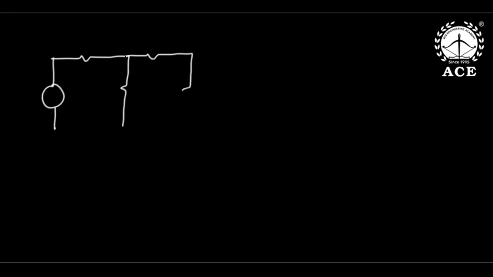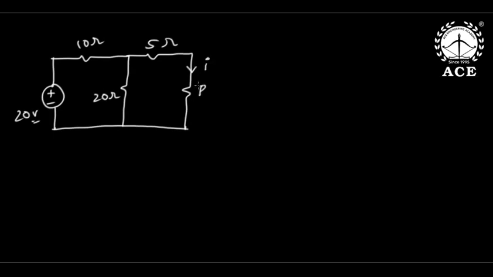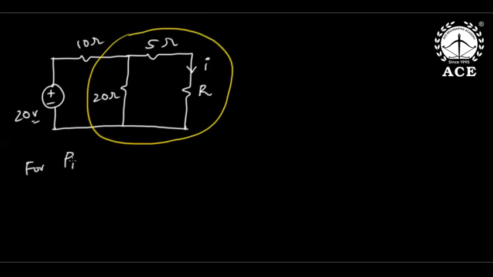Okay, that battery I will remove by substitution theorem. This is still 20 volt, 10 ohm, 20 ohm, 5 ohm, and now this is I into R. I is here, R is here, and this entire thing is the load. Now because it becomes a simple resistance problem for Pmax, we know load resistance equals source resistance.